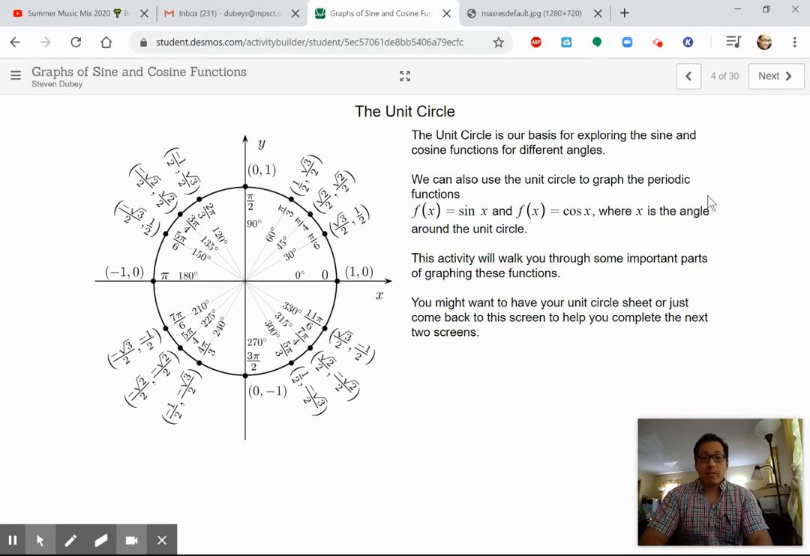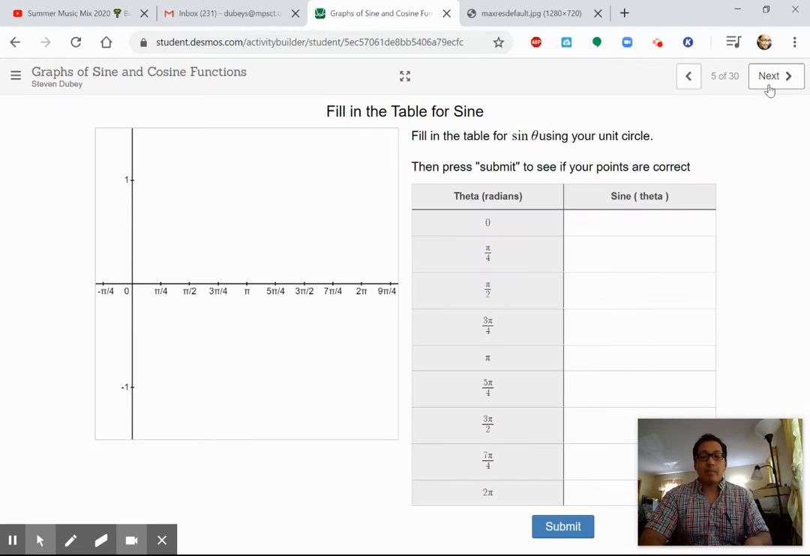So we're going to walk through this. Hopefully you can keep this, or come back to this screen if you need to. Hopefully you've gotten some of this memorized and have a picture in your mind of what it looks like, because on the next screen, I'm going to ask you to try to fill in this table for the sine of some of those angles.